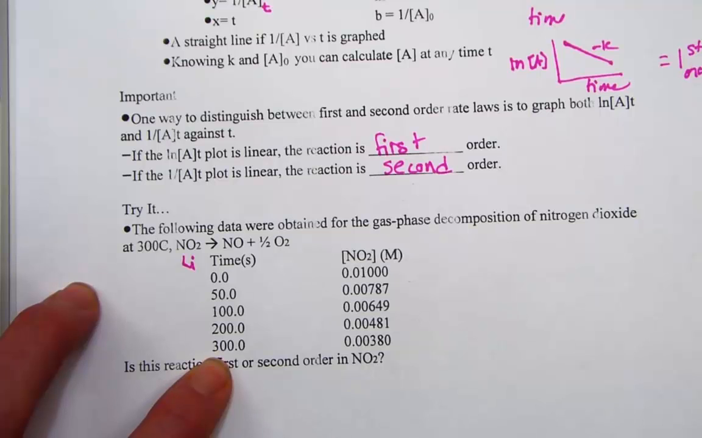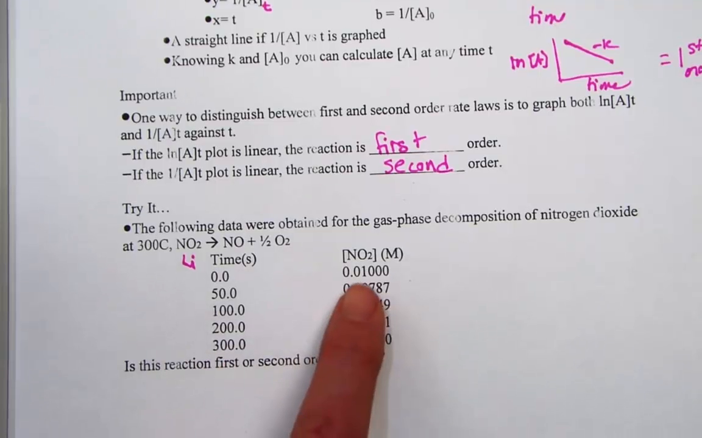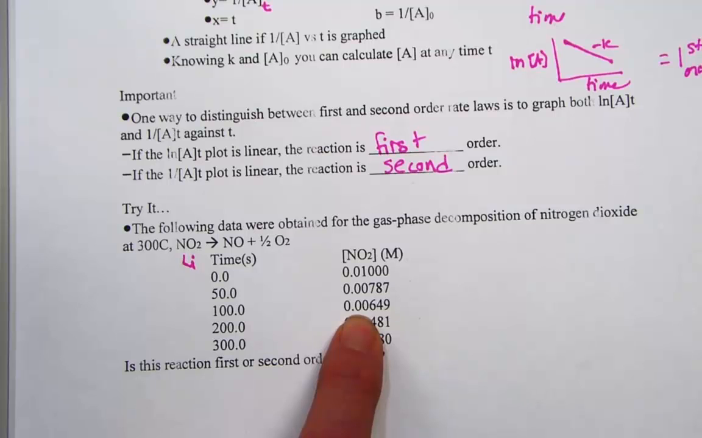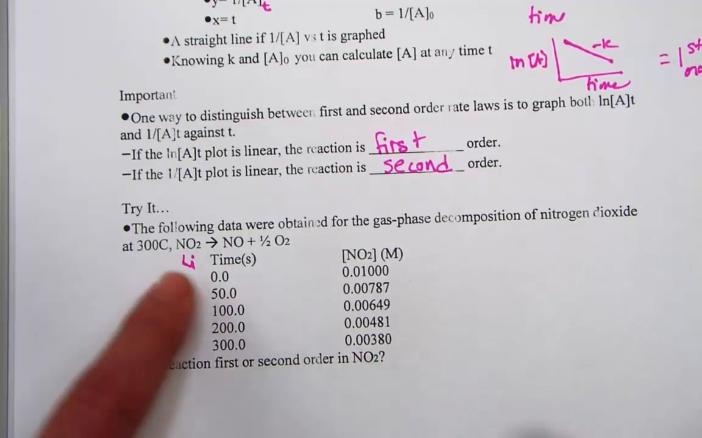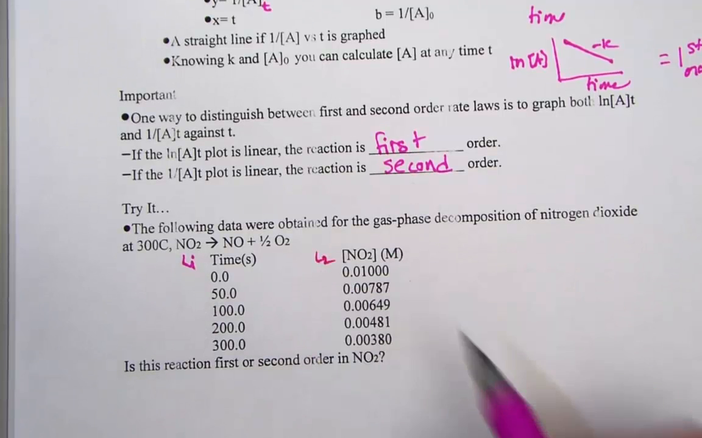I'll bring the cursor over to list 2 and enter the following. 0.01, enter. 0.00787, enter. 0.00649, enter. 0.00481, 0.00380. I now have list 1 and list 2 entered into my calculator.